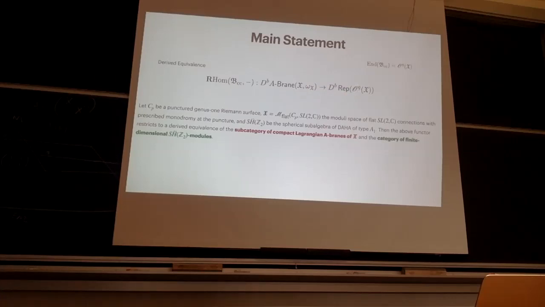I don't know how to prove this in general, but I know how to prove a certain specification. In fact, this should be true in general in some sense, right? And I believe that Kontsevich and Soibelman's program will in part shed some light on the statement. But what I will show you today, at least to give you the idea how this is computed, is that this functor restricts to an equivalence between the subcategory of compact Lagrangian A-branes and the category of finite-dimensional DAHA modules. So I hope I'll be able to convince you that this is true.